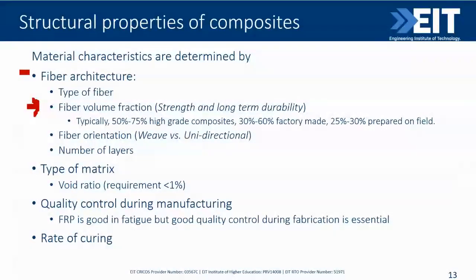So typically we call composites with up to 30% of fiber volume the low strength, the low volume. High grade composites, on the other hand, sit on the other end of this range. They actually have up to 75% of fibers by volume, meaning they only have 30% left for the matrix.